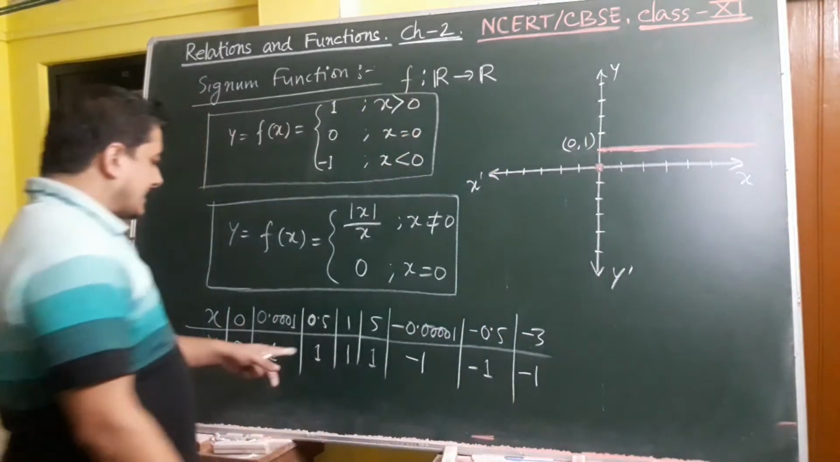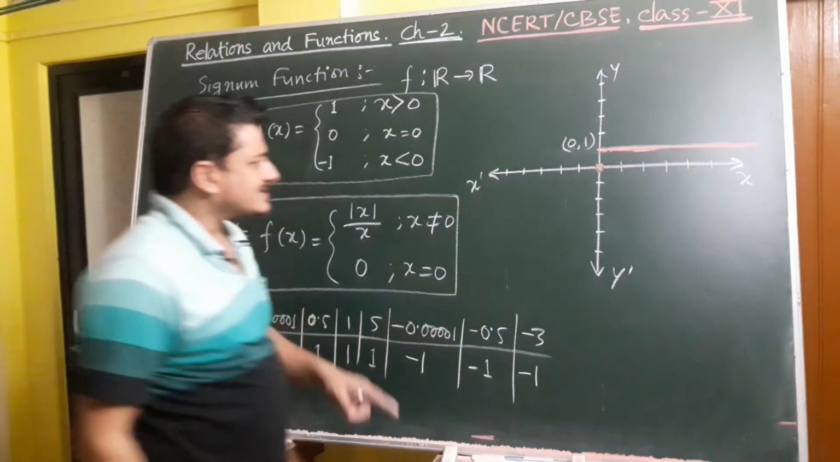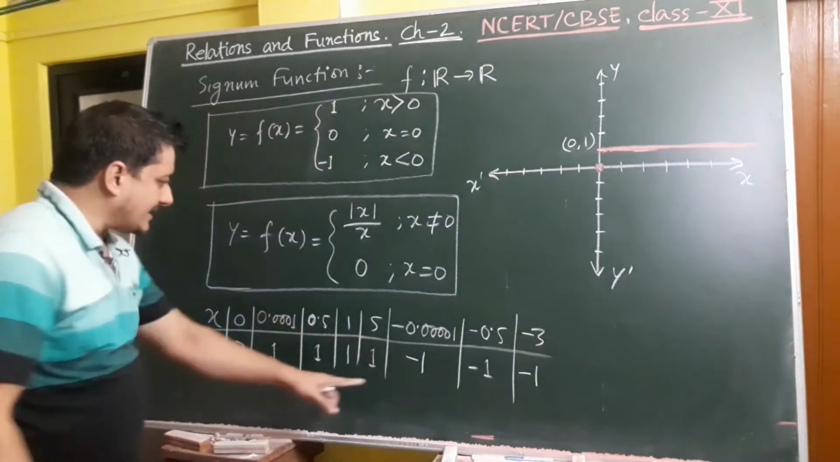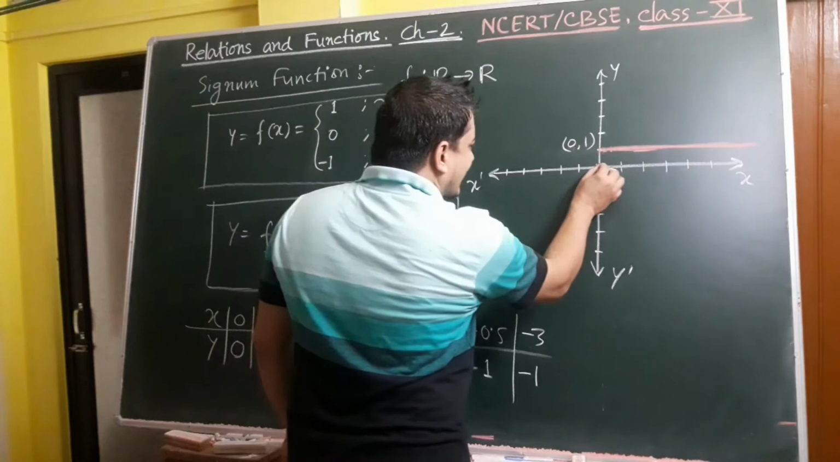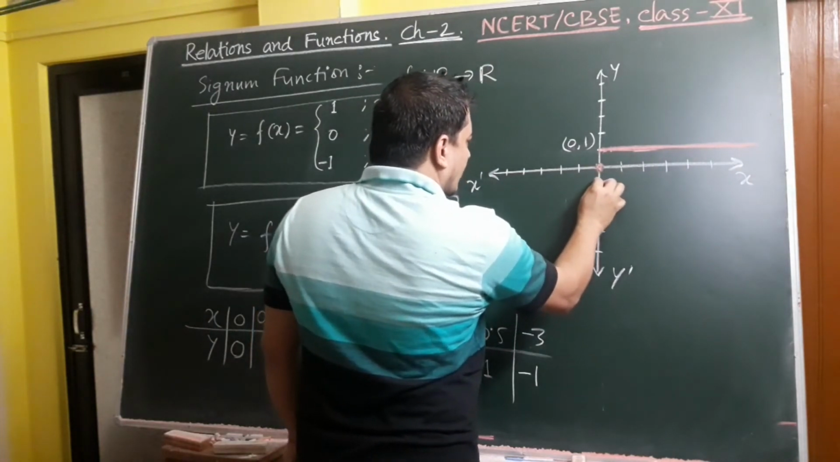Now coming to the next part, for the minus part. Minus 0.001 means slightly left of 0. So it drops, and the value of y is minus 1. If you move slightly towards the left, its value is minus 1. So you get 1 point here.